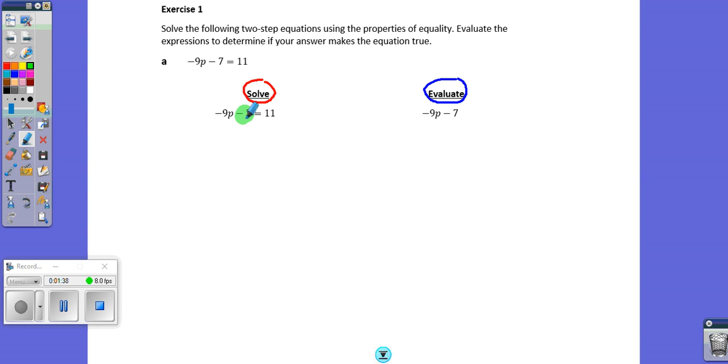The reason why it's -7 is because I'm subtracting 7. If I was adding 7, it would be a positive constant, but because I'm subtracting 7, it's considered a negative constant. So I need to use the inverse operation to solve for P. So I'm going to add 7 to both sides.